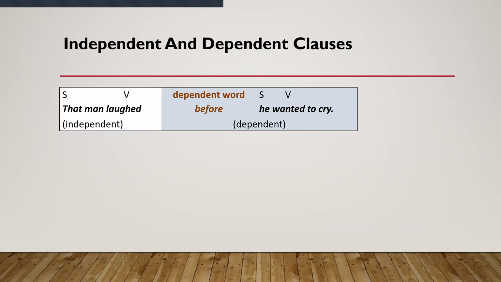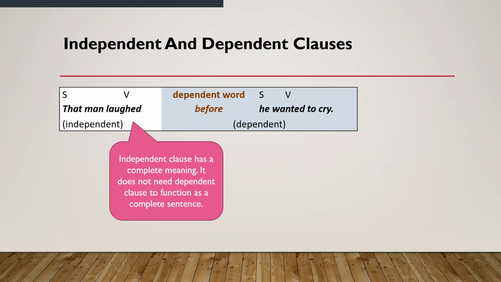So here we have the independent clause and the dependent clause. The independent clause is the clause that happens by itself. It has complete meaning. Meanwhile, the other one is the dependent clause. A dependent clause begins with a dependent word, so it cannot stand by itself, but it needs the help of the independent clause to make a complete meaning.